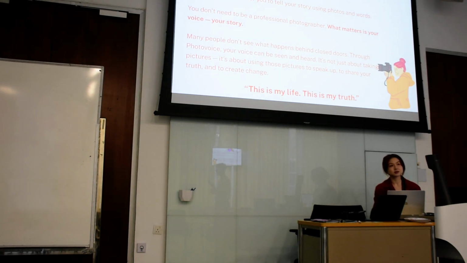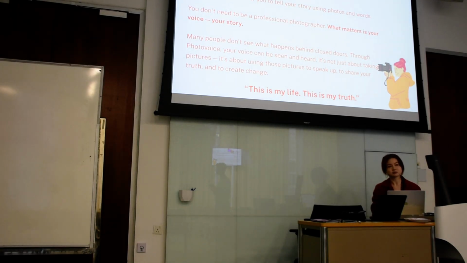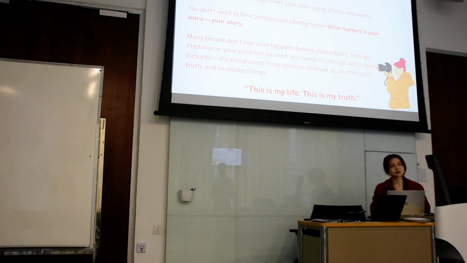There are two times for the golden hour. There is the morning, and there is the time before the sunset. So there are two times. I think in Hong Kong it's around 5 to 6 p.m., and in the morning it's around 6 a.m. to 7 a.m., something like that.